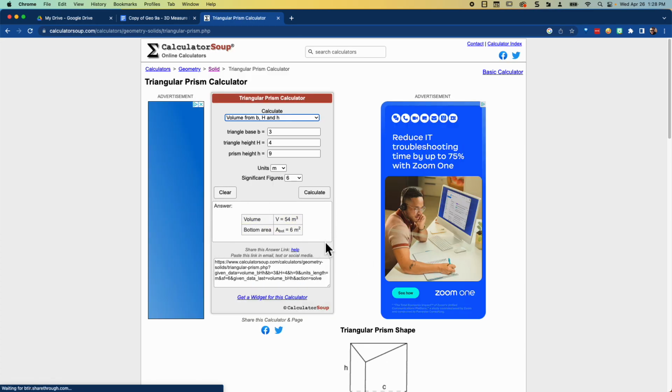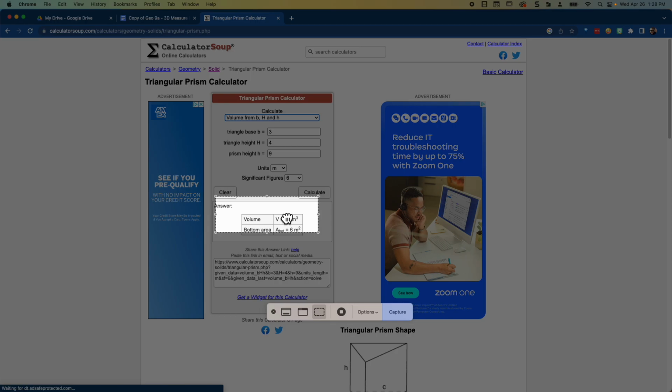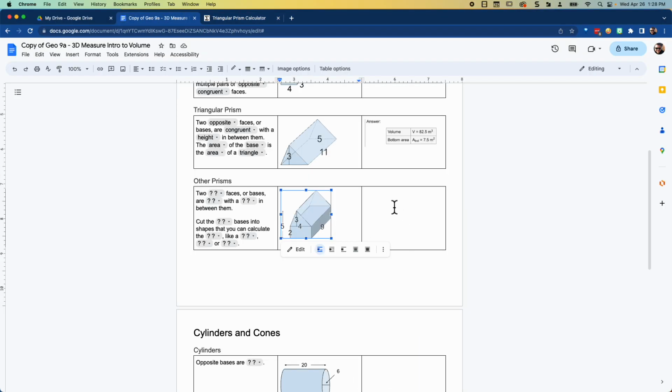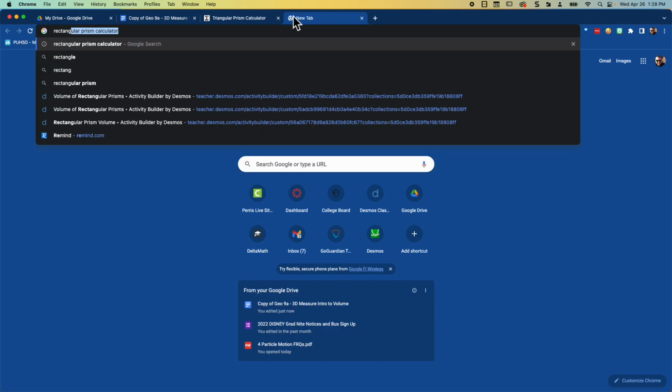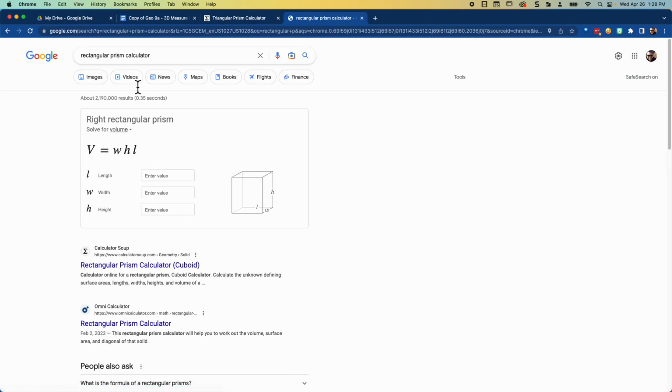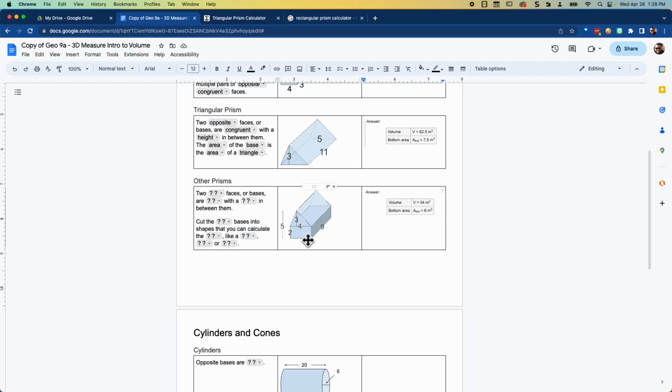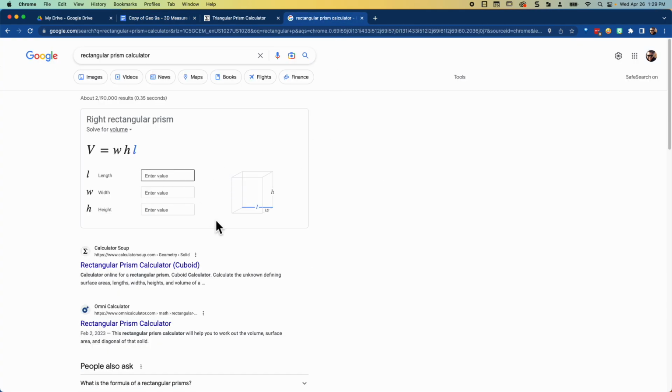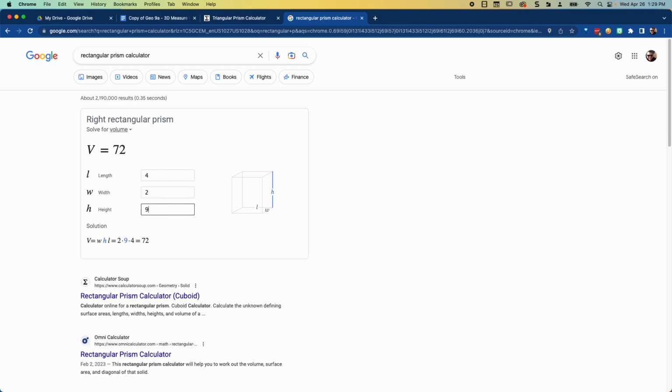And that calculation is, for the triangle, 54. That's for the triangle piece. But then for the rectangular prism calculator, we want the length times width times height, and in this case that's going to be 2, 4, and 9. So the length is the 4, the width is 2, and the height is 9, you could say. That's going to give me 72.